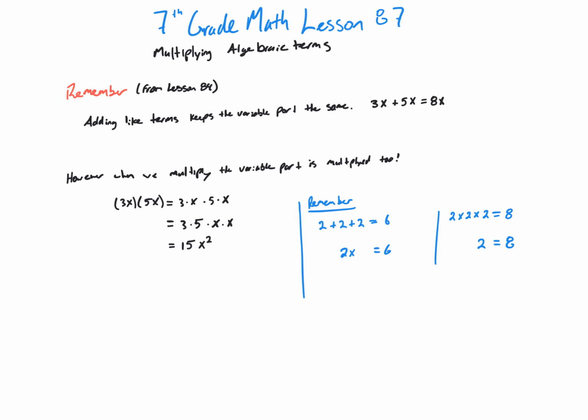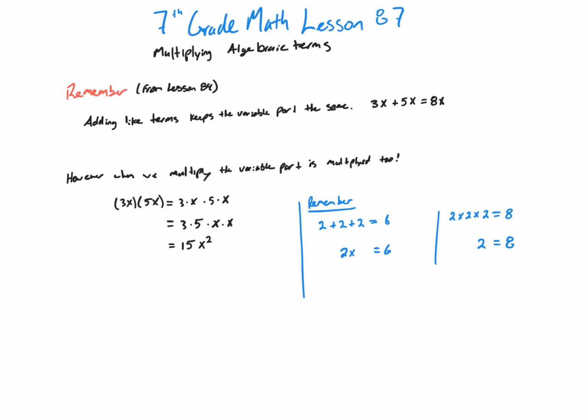Before we jump into multiplying algebraic terms, I just want you to remember real quick, back from lesson 84, we talked about adding algebraic terms, and we could only add them if they were like terms, right? The variables matched exactly, and then the variable part would stay the same. So like if we had 3x and 5x, because the variable part matched exactly, we could add 3x plus 5x. So 3 plus 5 is 8. I have 3 of them, 5 of them, so total now I have 8 x's. Okay, so that's what we did back in 84.